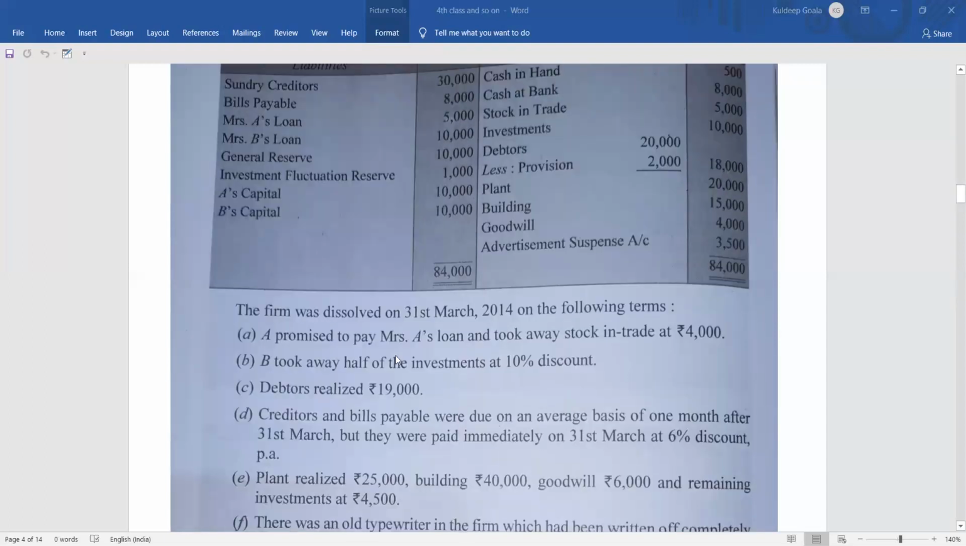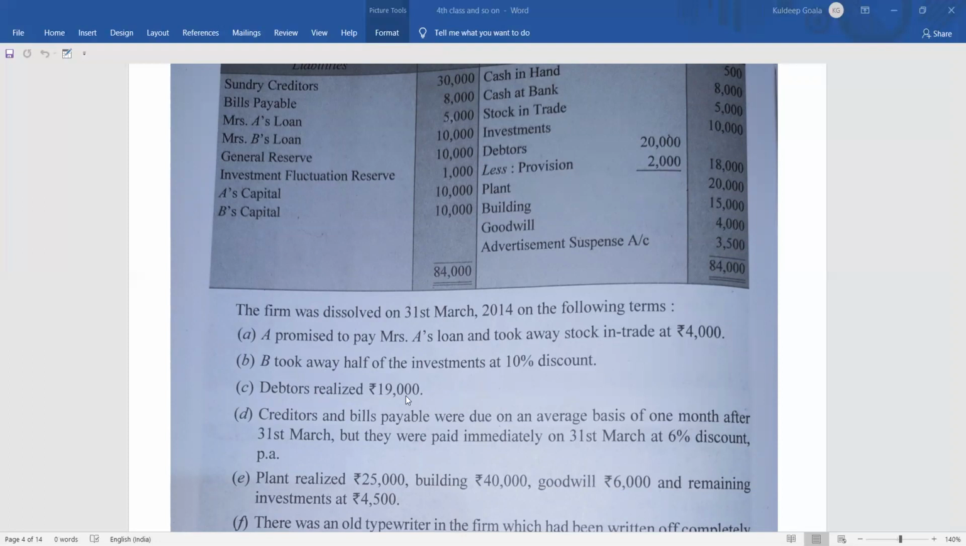Now coming to the next one, what is given in the adjustments? The firm was dissolved on 31st of March 2014 on the following terms. A promised to pay Mrs. A's loan and took away the stock at 4,000. We are just reading it; as we do the sum, we'll understand the details. B is going to take away half of the investment at 10% discount.